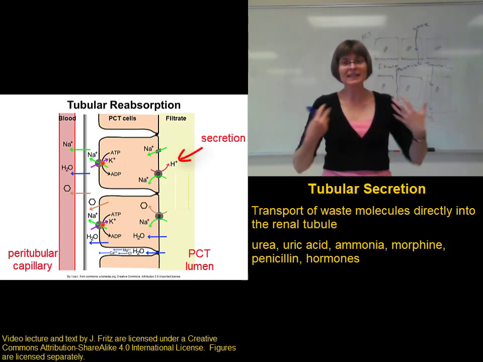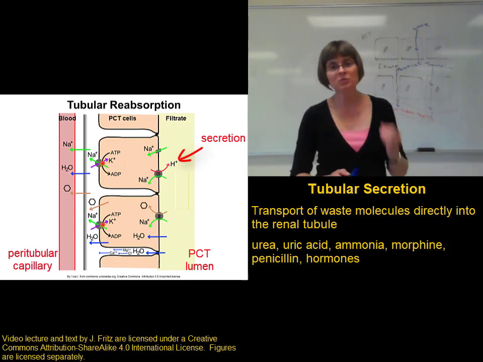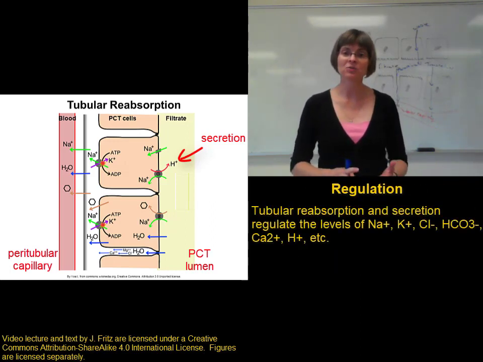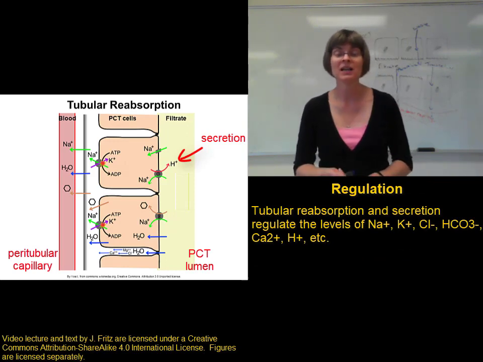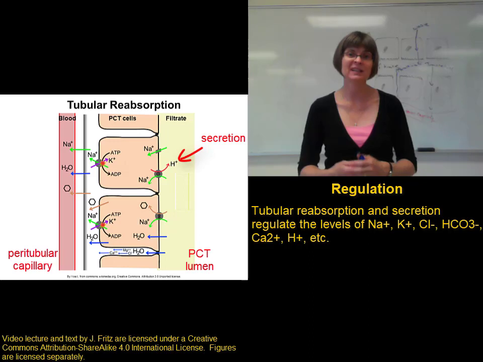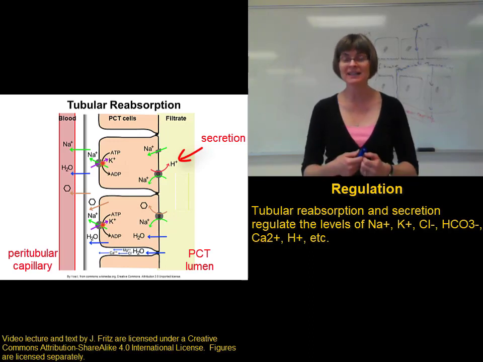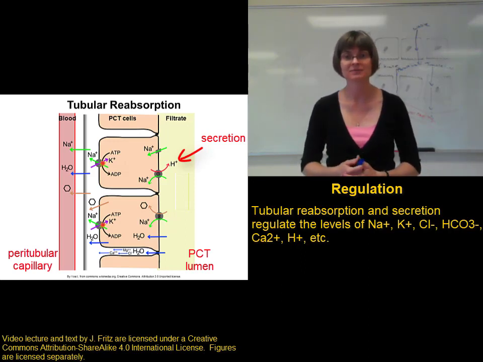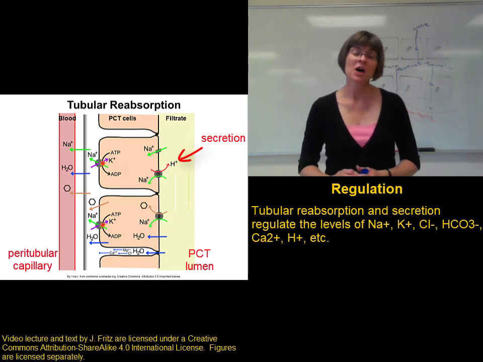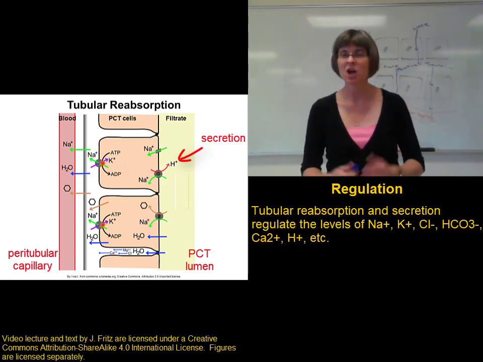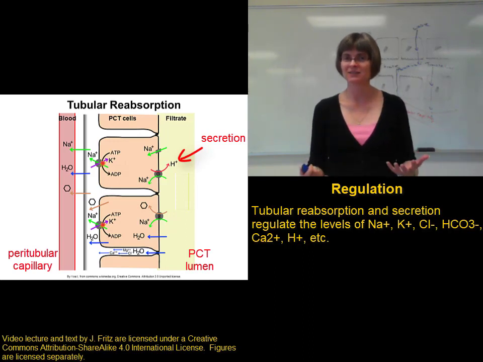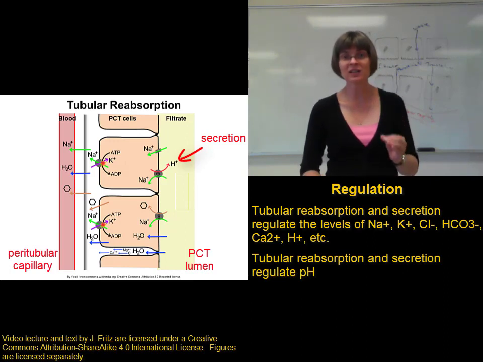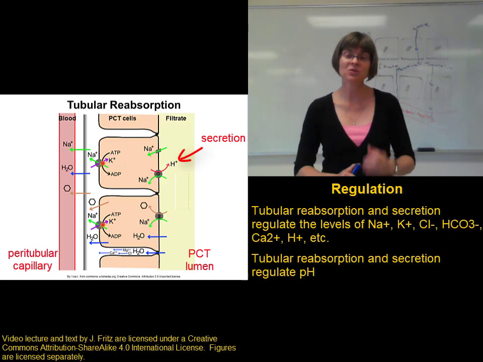In addition to simply taking back the good stuff or getting rid of wastes, tubular reabsorption and secretion plays an important role in regulation. There are a number of molecules, especially ions, like sodium, hydrogen ion, potassium, chloride, calcium, a lot of ions that are regulated by how much we reabsorb or secrete. This is particularly important when we get to the idea of hydrogen ion. Why is hydrogen ion so important to regulate? The level of hydrogen ion is the pH, and pH is vitally important to how the proteins are going to function. So we need to regulate pH.